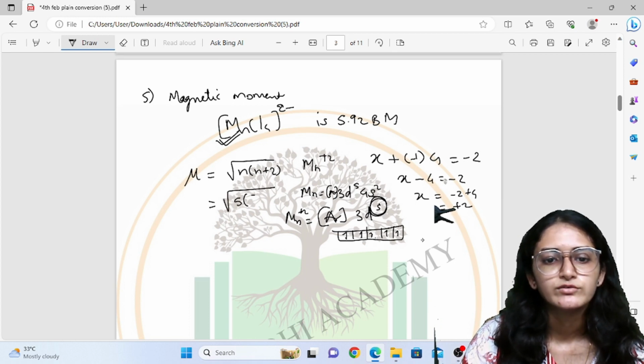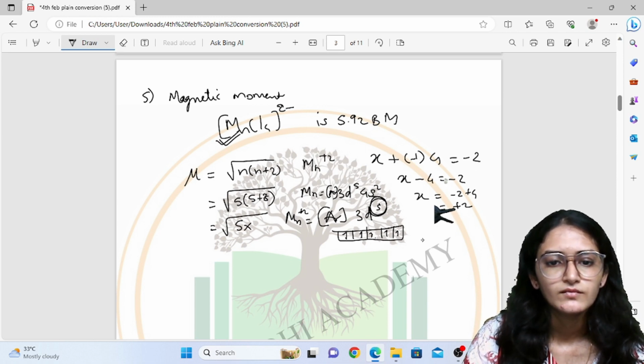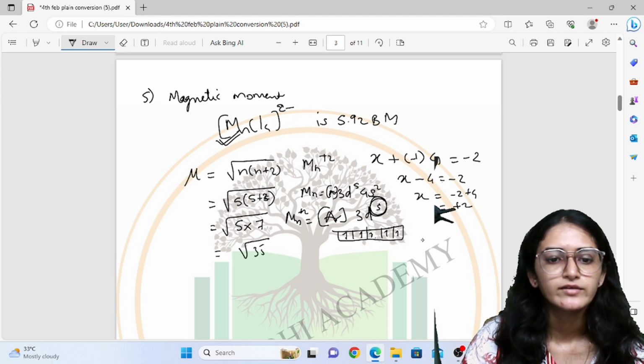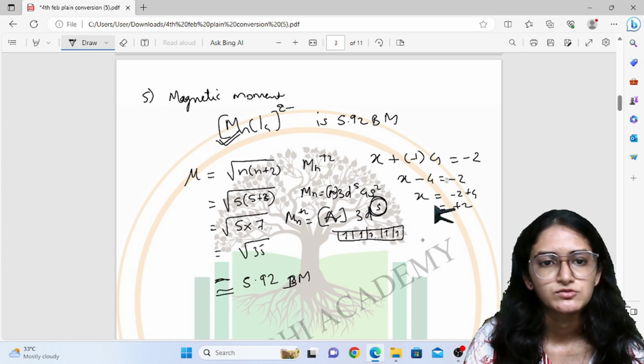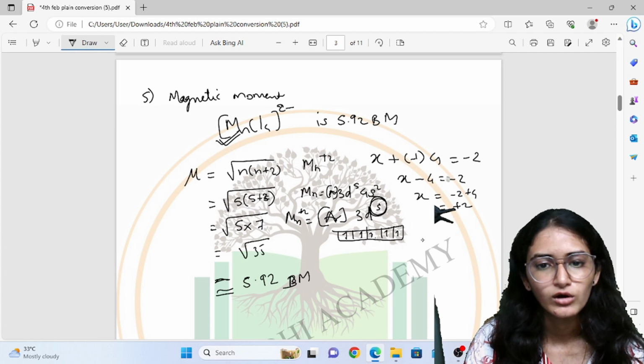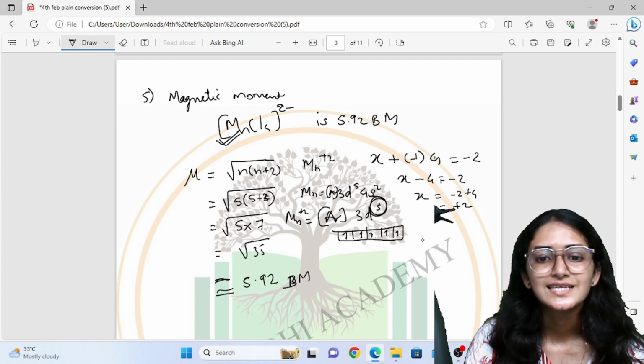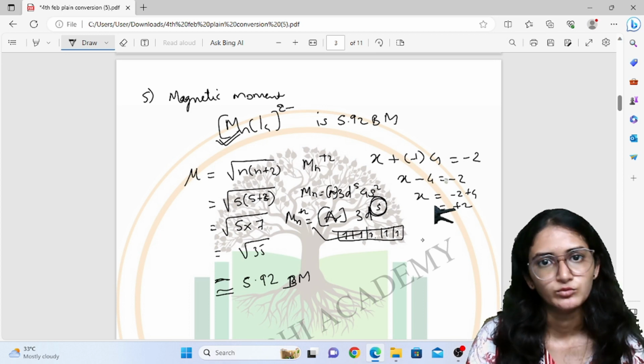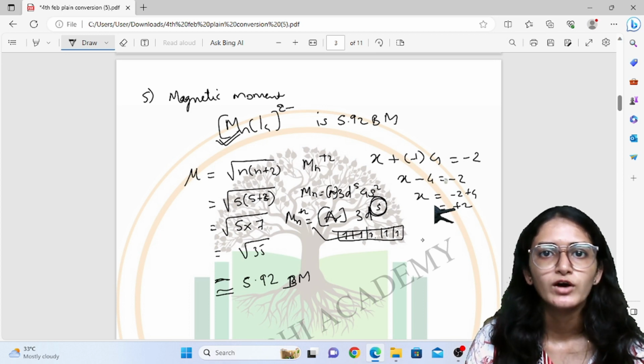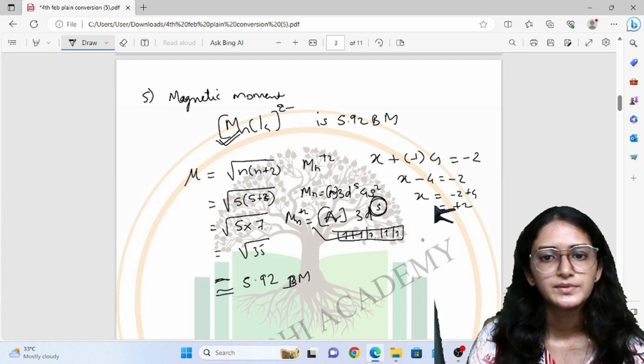So you will have n is 5, so 5 into 5 plus 2, which gives us 5 into 7, which is root 35, which is approximately 5.92 Bohr magneton. So the reason here is, first you have to write all this configuration and this formula and find out the answer, and then you should write, since it has 5 unpaired electrons, it has so and so magnetic moment, because magnetic moment depends on the number of unpaired electrons. Okay, so this is the simple answer of this question.